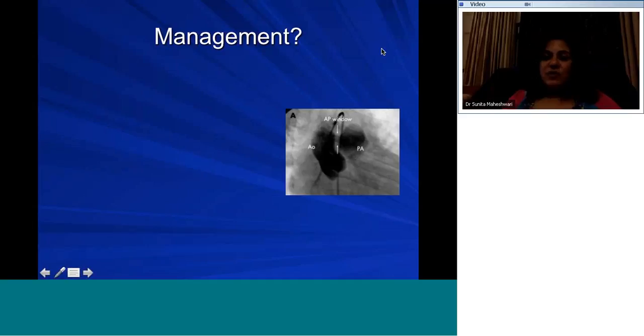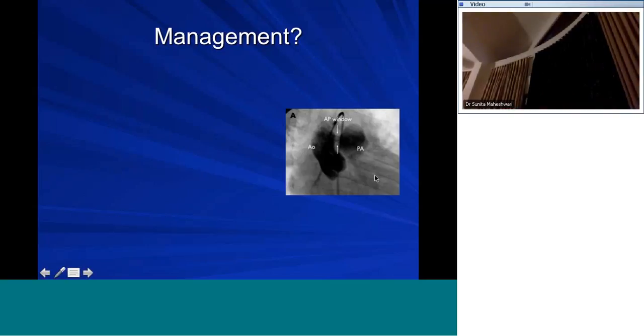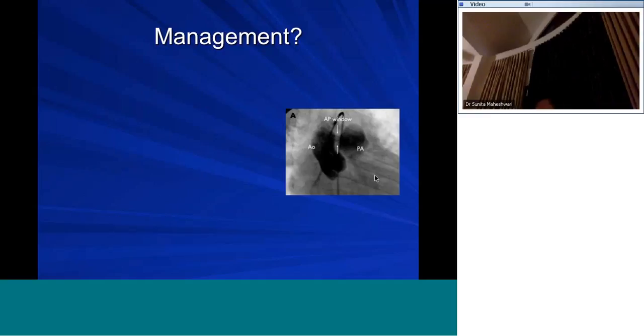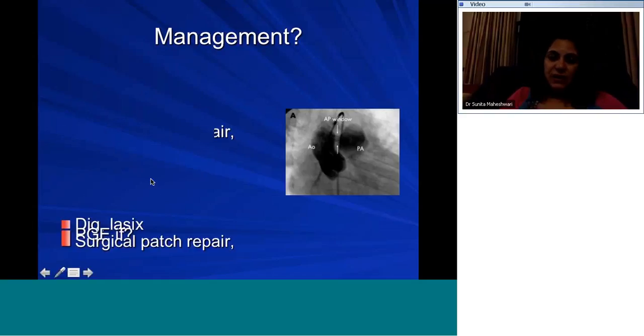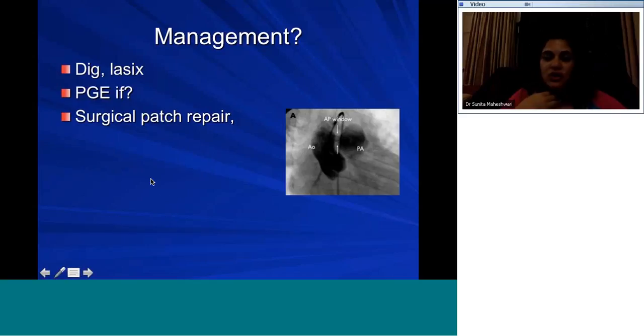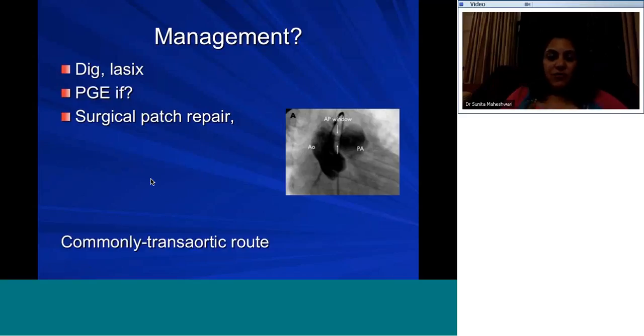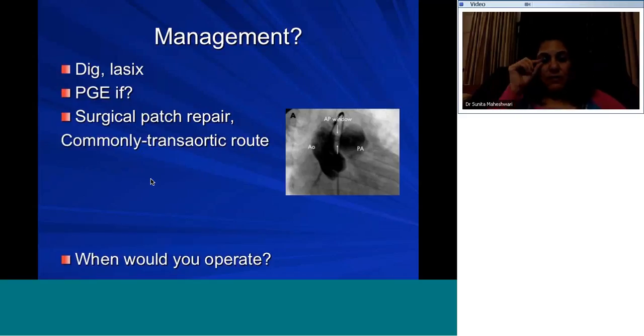Now, management of AP window, what do you do? And what route do surgeons typically follow? So trans-aortic closure. You go through the aorta typically. Some people do it through a PA patch and close it off. So typically, this is done at what age? When would you fix a large AP window?